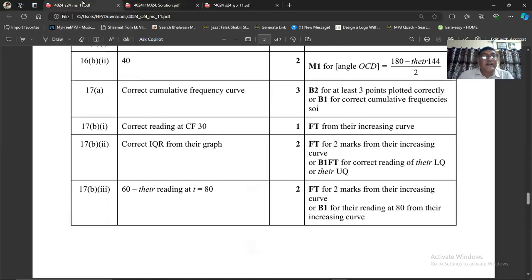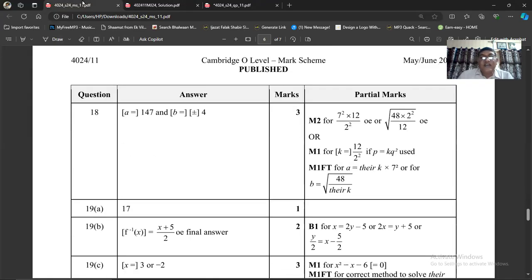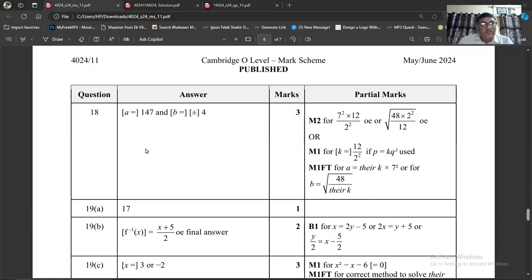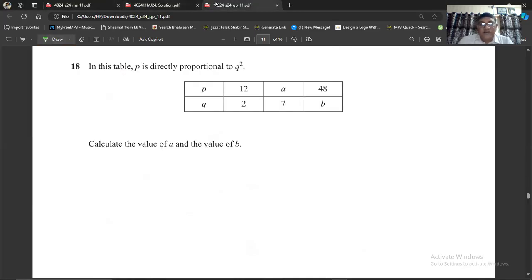Let's check 147 and plus minus 4. So let's check the answers. So here we have those answers. The answers are showing up on your screen. So these are the answers. Our answers are right. This is how we have done it. Okay. So let's go to the next part.